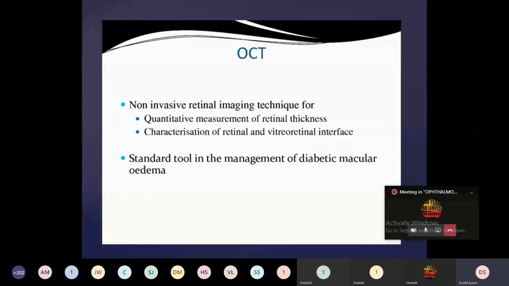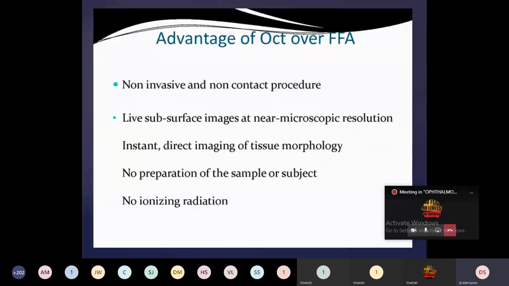It is more preferred nowadays because it's a non-invasive retinal imaging technique for quantitative measurement of retinal thickness and characterization of retinal and vitreoretinal interface. It's a standard tool in the management of diabetic macular edema, as I told you earlier. Advantages of OCT over fundus fluorescent angiography, you must know a few points. It's a non-invasive and non-contact procedure. Instant direct imaging of tissue morphology, no preparation of the sample or subject, no ionizing radiation.